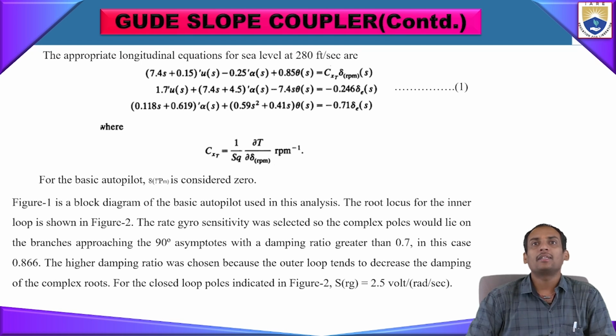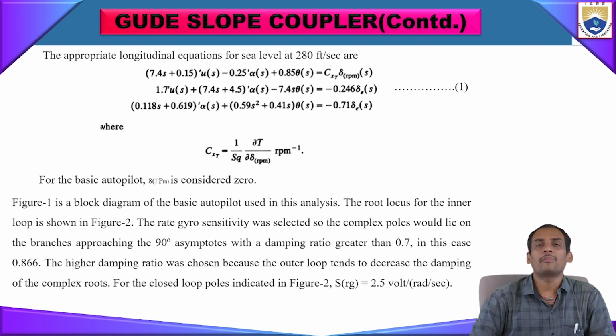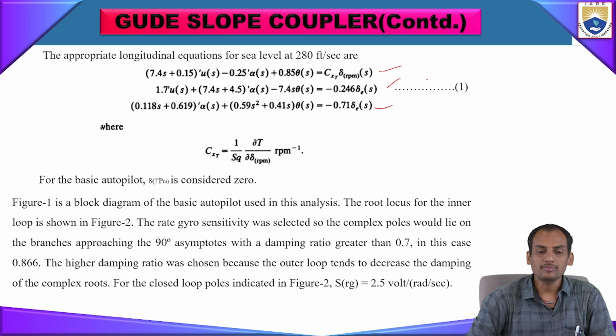The appropriate transfer functions are obtained by using the longitudinal equations of motion of the aircraft. These are the equations; the first three equations are shown here. Here the thrust derivative is defined in terms of dou T by dou delta per RPM.